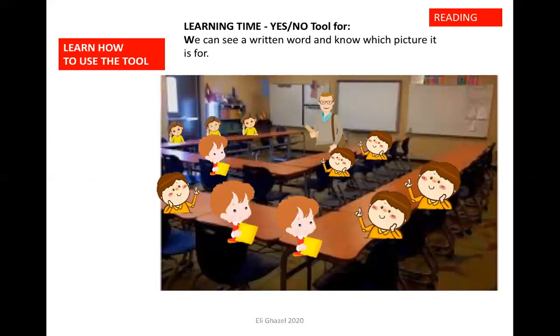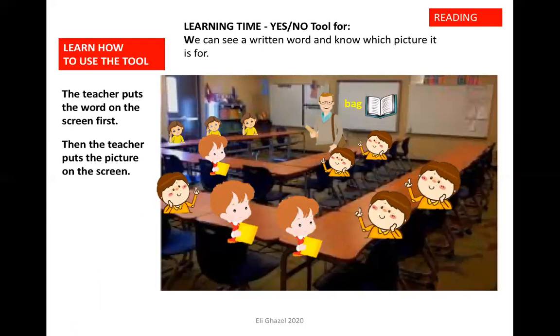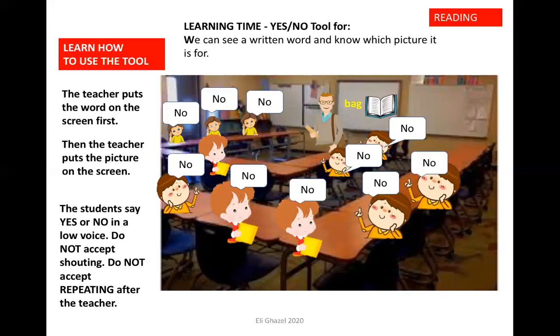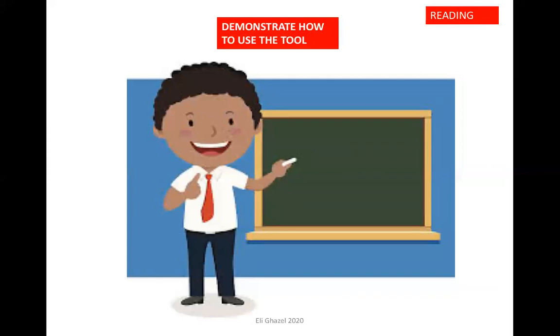Let's try this again with a different content. The teacher puts the word on the screen first, still bag. So notice, because we're focusing on learning the word itself, we will keep using it. But then we will put a picture that's not a bag. And the students will look at this word and this picture. If they are not the same, they will say no. Again, no shouting. Now, the next thing to do with the students is always to demonstrate how to use the tool. So let's do a little demonstration.